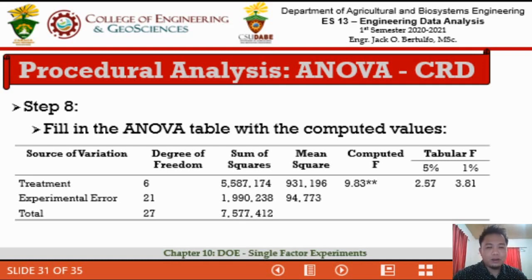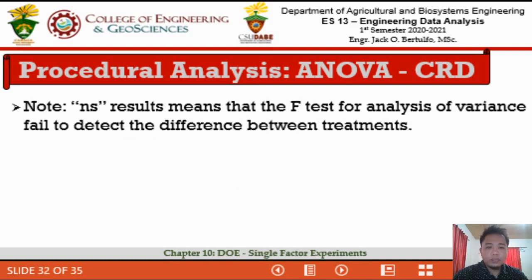But there are software packages that, after you use them for the ANOVA, also analyze post hoc analysis. So you can determine which of those treatments are significantly different from each other. Note that an NS result means not significant. Note that NS result means that the F-test for analysis of variance fails to detect the difference between treatments. It does not mean a failure in the experiment, but that your experimental design or your analysis of variance fails to detect the difference.